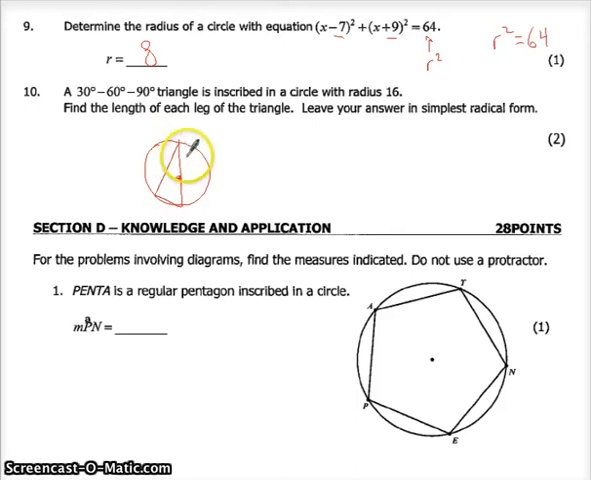And this is 30-60-90. Radius is 16, so this side is 32. In a 30-60-90, the short leg is half of the hypotenuse, so that's 16. That's equal to a radius. And this side over here is the short leg times the square root of 3. Just because it's in an old unit doesn't mean you can forget it. Find the length of each leg. Done. Simplest radical form. Done. All right. Number 1 down here.